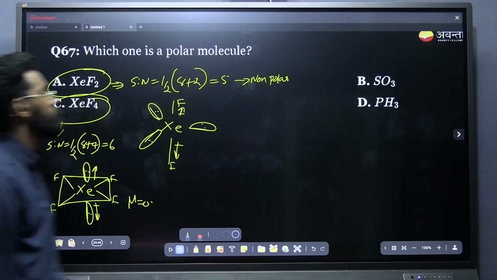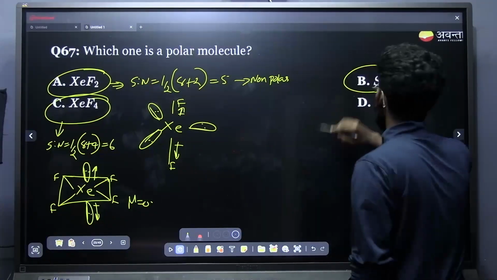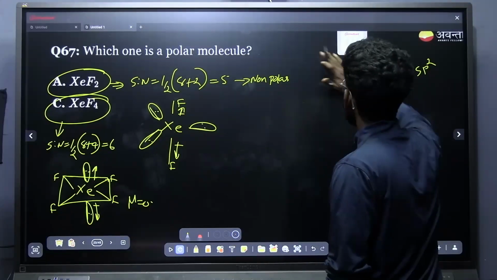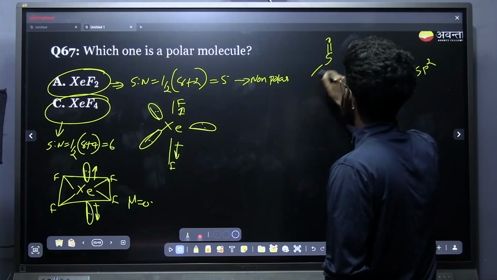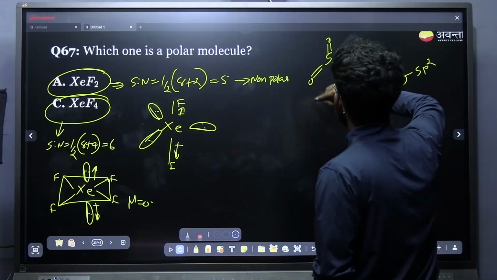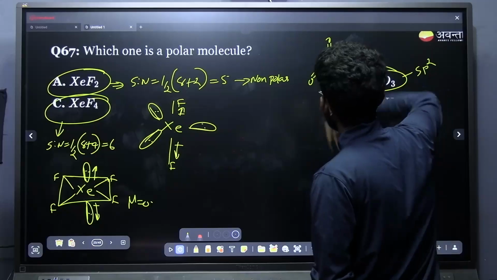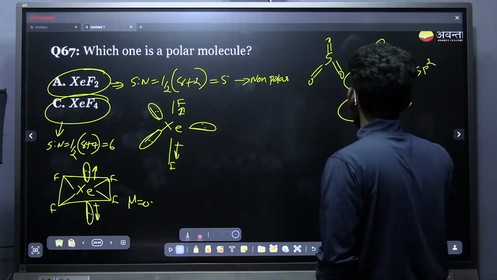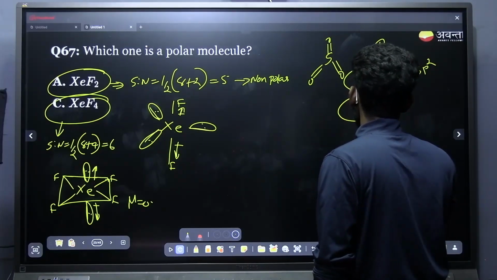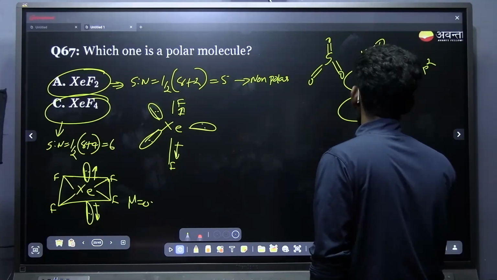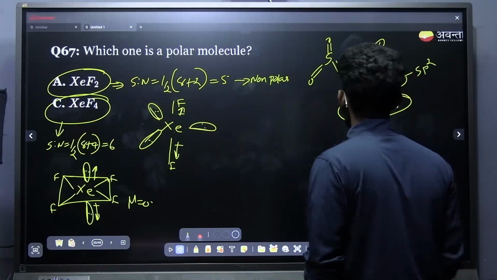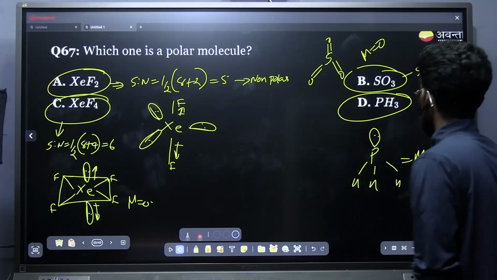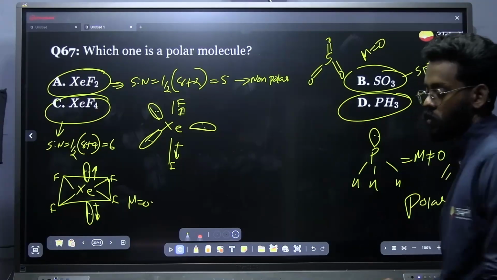Okay, now what about B, SO3? It is having sp2 hybridization. We have discussed this molecule previously. Same surrounding atom, and there is no lone pair, and symmetry is there, so dipole moment is equal to 0. Now the last one, PH3. PH3, you know that similar to nitrogen, NH3, hydrogen, hydrogen, hydrogen. Definitely you can see there is a non-zero dipole moment, so it is polar. So option D is the correct one.